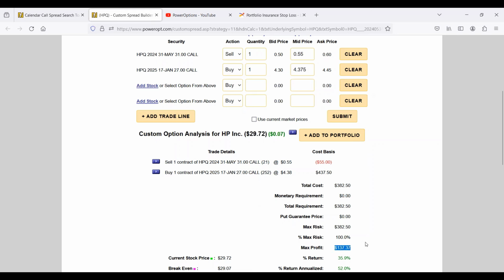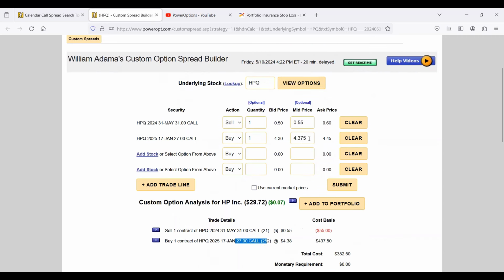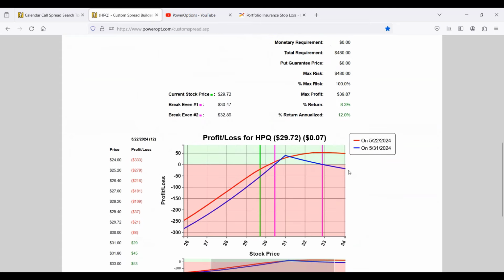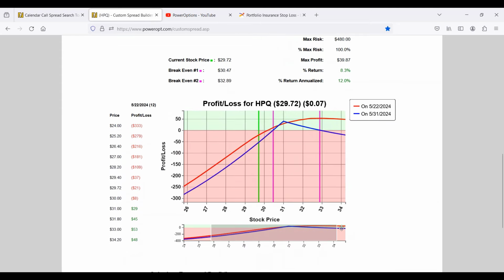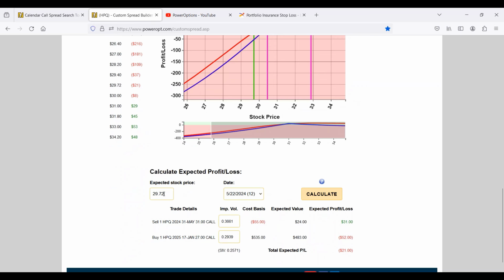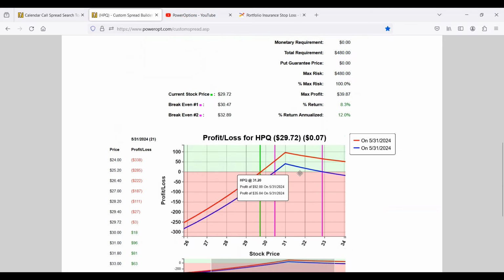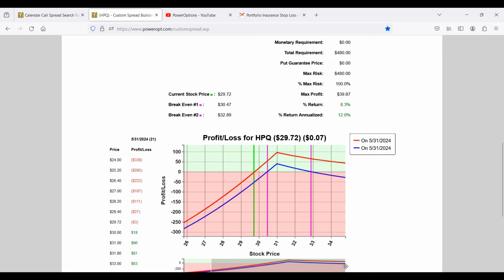if you go through the exercise and assignment, instead of seeing a profit you expected of the difference in the strike prices minus the net debit, if the net debit is higher, let's put it at $535 instead of $435, for example. Now my net debit is $480. And if the stock runs or has a large gap, and I hold it through expiration, the stock's at 34, 35, 36, I am now at a loss.